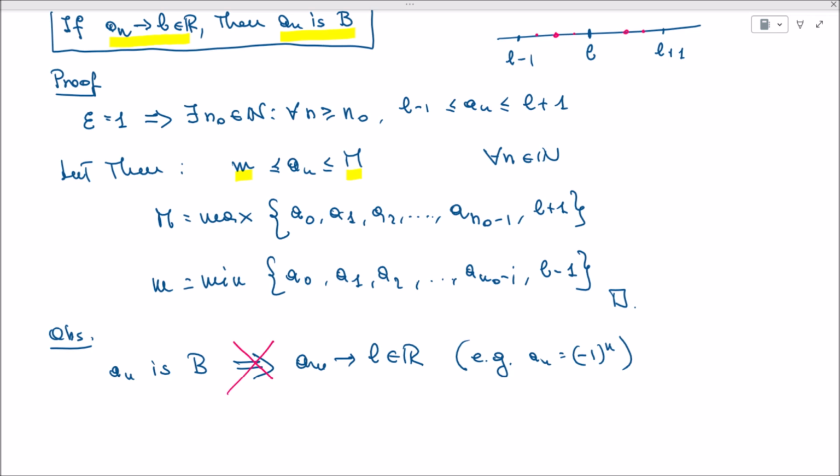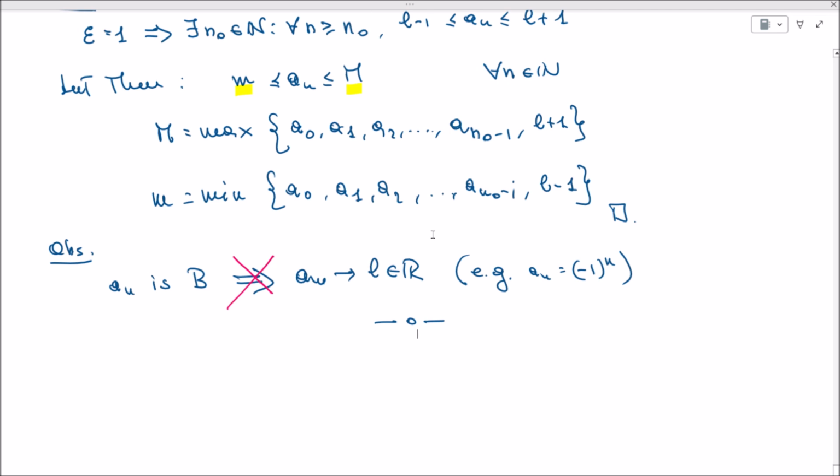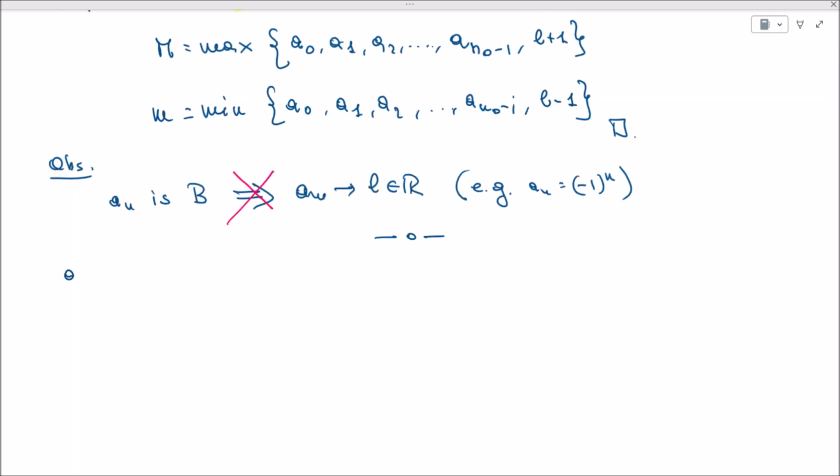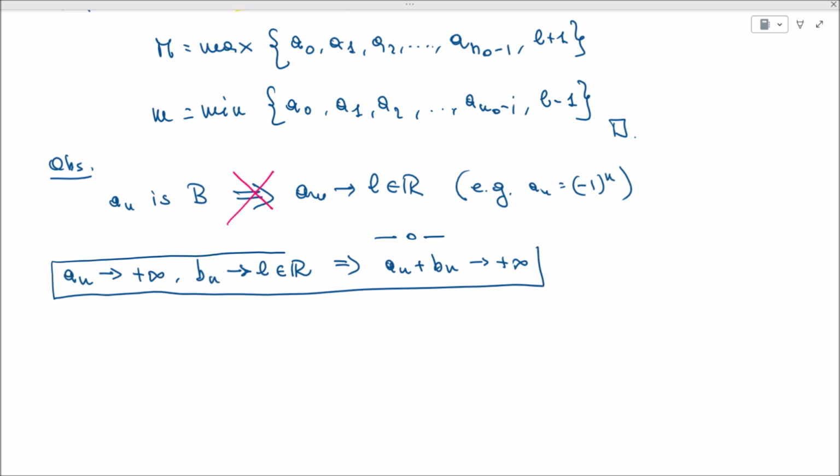Okay, so we are now ready to state one of the other algebraic theorems, and we want to prove now that if an is divergent to plus infinity and bn is convergent to a real number L, then we want to prove the theorem on the sum of the limits. So we want to prove that an plus bn will be divergent to plus infinity. Okay, so we want to prove this theorem now. Okay, so how can we prove this?